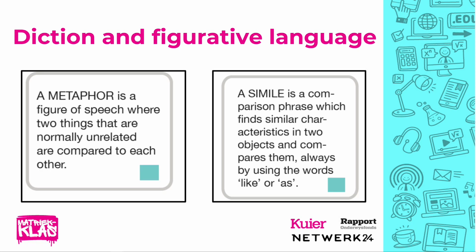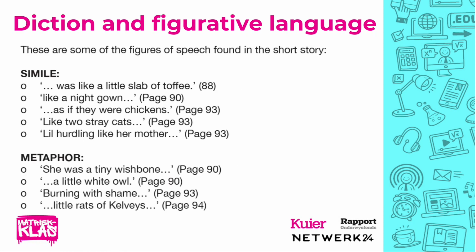A simile is also a comparison, but how do we identify that one? We will find the words as or like in that comparison. Okay? So, we also have examples that are in the short story. Was like a slab of toffee. So is that a metaphor or a simile? You can see it's a simile because the word like is there. Like a nightgown, as if they were chickens.